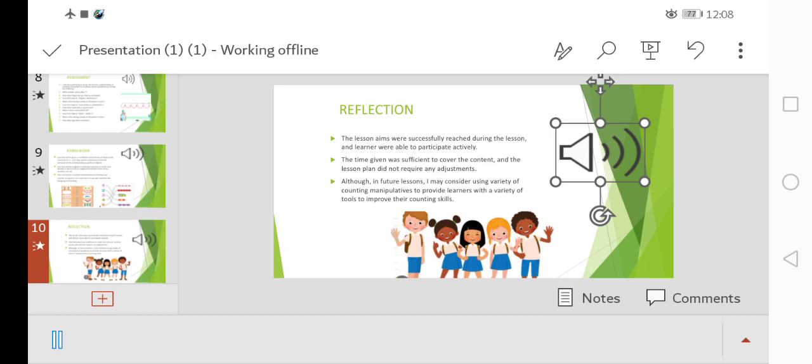The reflection for my lesson plan presentation is that the lesson aims were successfully reached during the lesson and learners were able to participate actively. The time given was sufficient to cover the content and the lesson plan did not require any adjustments. Although in future lessons, I may consider using a variety of counting manipulatives to provide learners with a variety of tools to improve their counting skills.